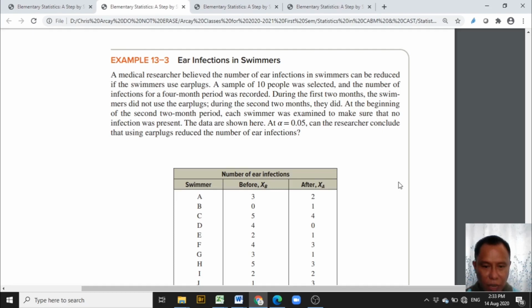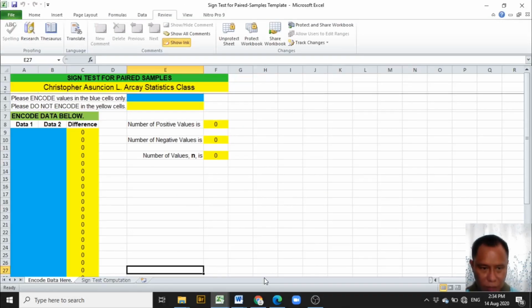The data given in the table shows three columns. The first column is the column for swimmers named A until J. The second column is the column for number of ear infections before the use of earplugs. The third column is the column to show the number of ear infections after using the earplugs. We are going to solve the paired sample sign test using our Excel template.